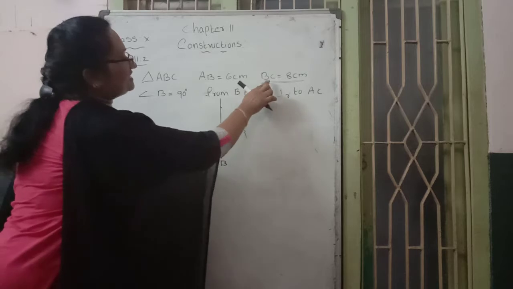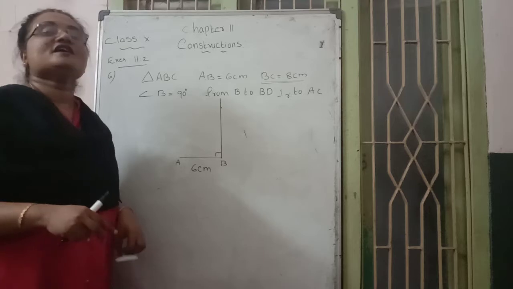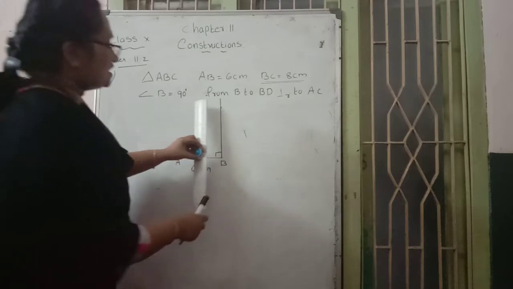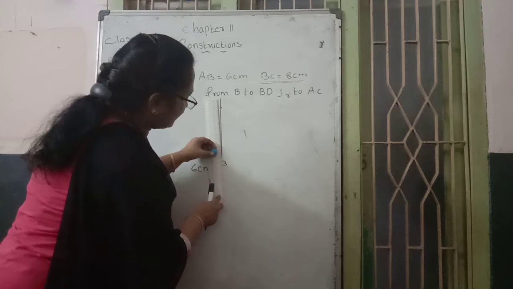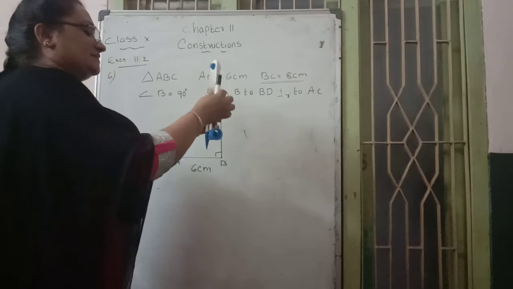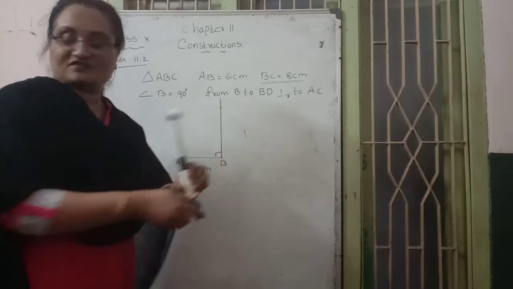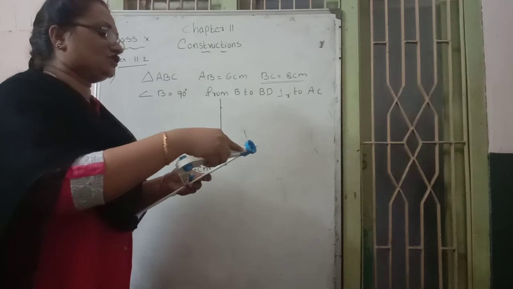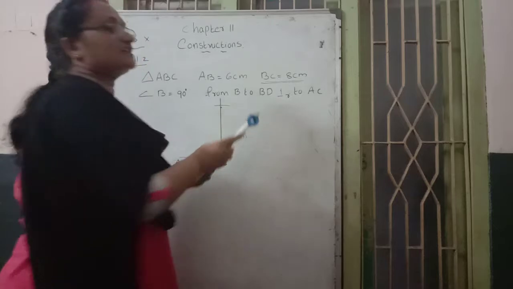Next, which measurement? The third measurement. What is the third measurement? Side BC is equal to 8 centimeter. Using a compass or scale, you can take 8 centimeter from vertex B. With the compass, 0 to 8 centimeter, draw an 8 centimeter arc. Any method you can apply there.